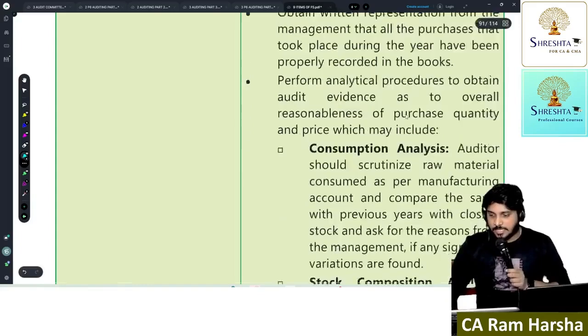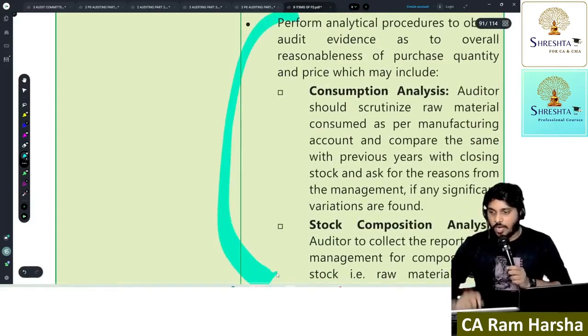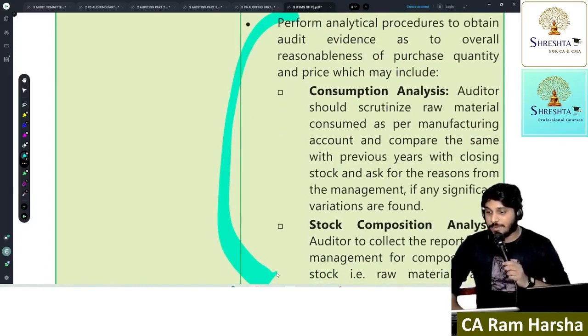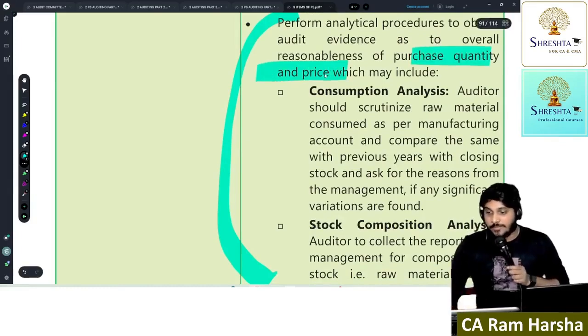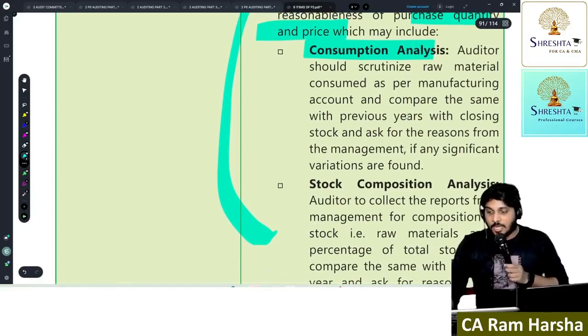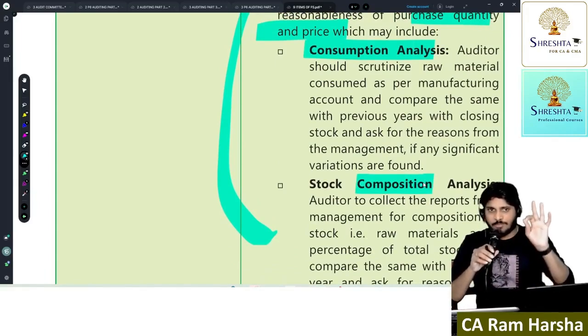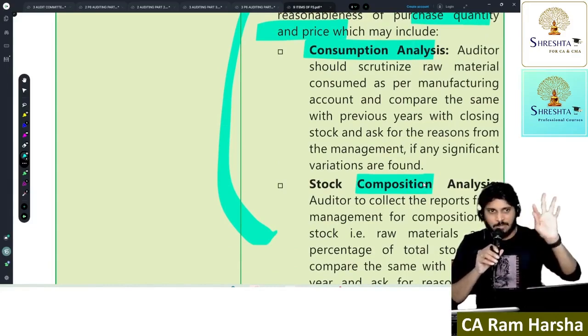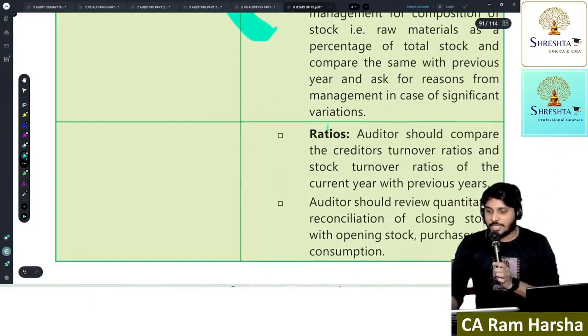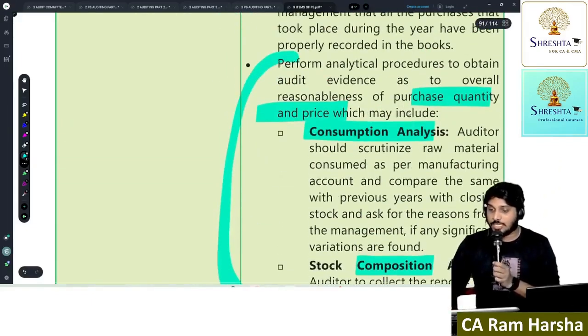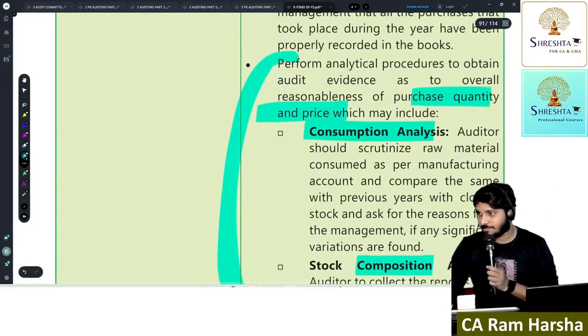This question was asked earlier. What analytical procedures regarding purchases will the auditor do regarding purchase quantity and price? We do stock consumption analysis, composition analysis. Composition means what? What the stock is composed of: material A, material B, material C, raw material, work in progress, finished goods. Composition analysis. Ratios we will apply. This question is important, many times asked.